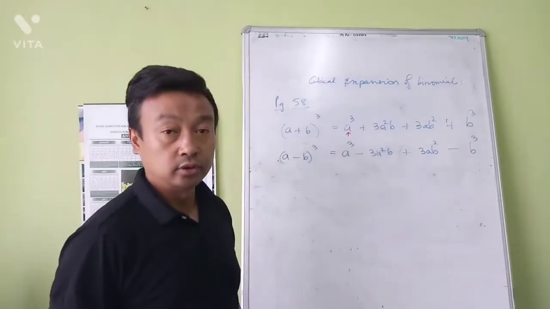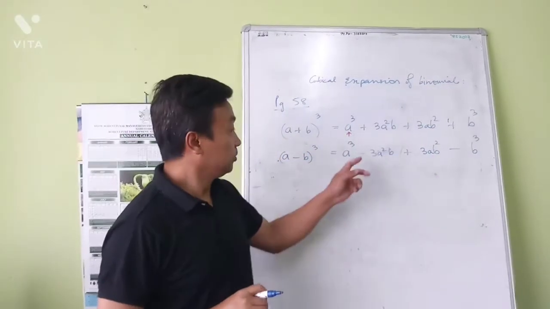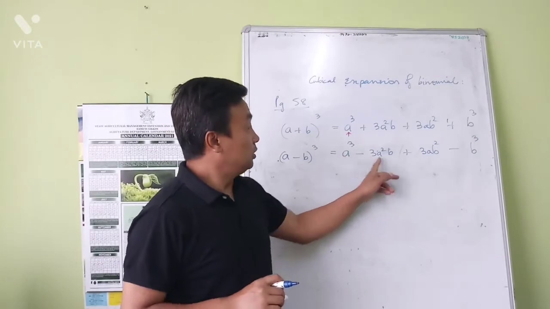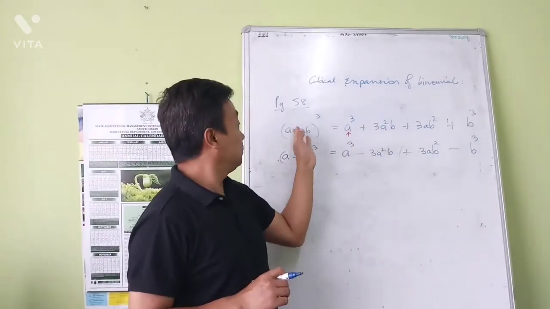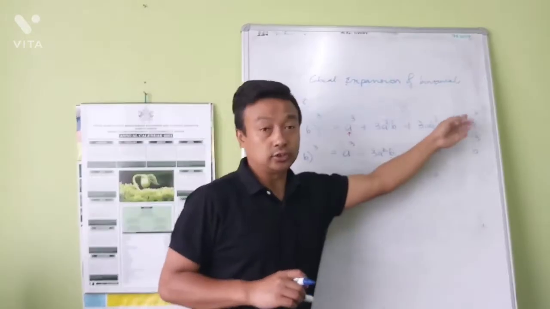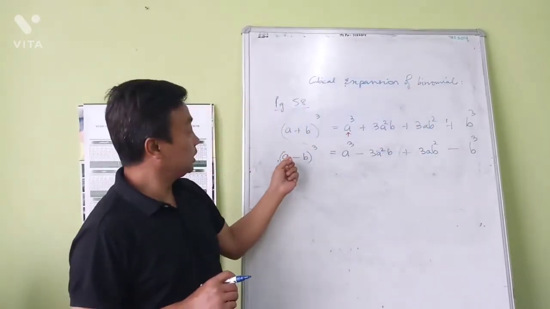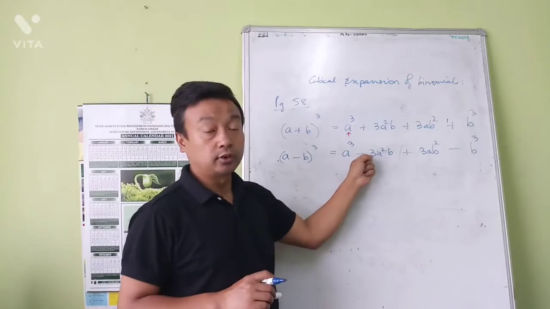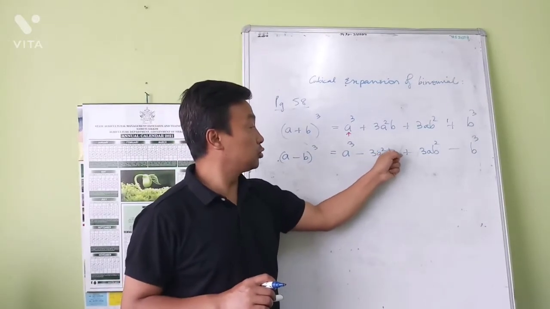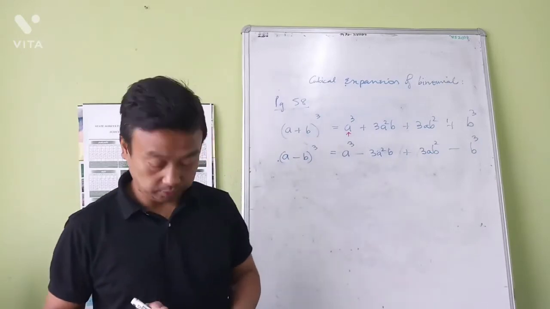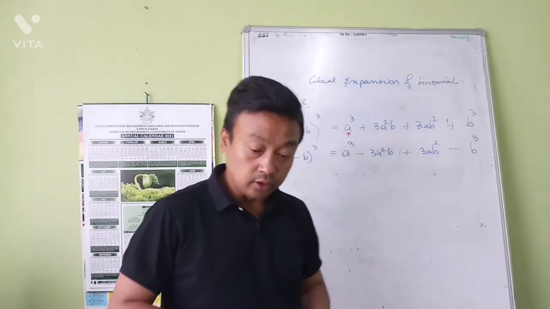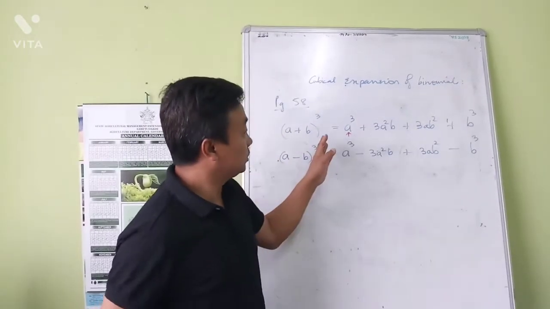If you observe this carefully, all the four terms are same, only the signs have changed. In a plus b whole cube, everything is plus, whereas in a minus b whole cube, you have got minus in front of 3a square b, and you have got minus in front of b cube. Alright, so this is the formula you have got here.